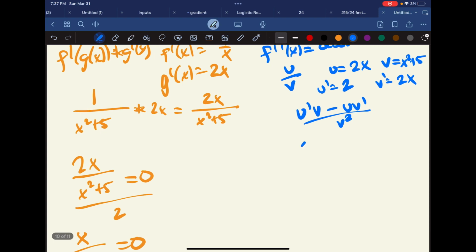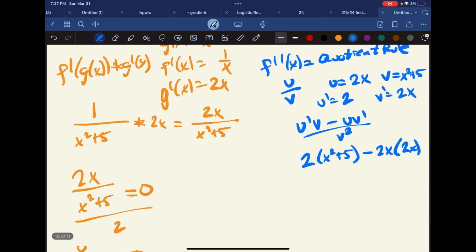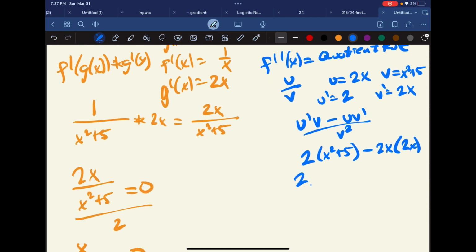So then we've got 2 times x squared plus 5 minus 2x, and then 2x. Is that right? 2x and 2x? Yeah, that's right. That's just kind of interesting. So then that's 2x squared plus 10 minus 4x squared all over v squared, and v is going to be x squared plus 5, so that's going to be x squared plus 5 all squared.